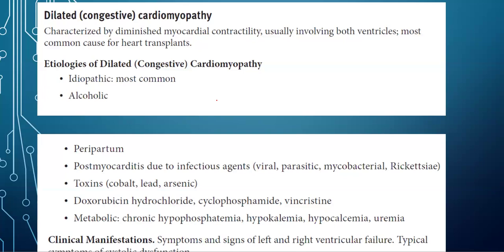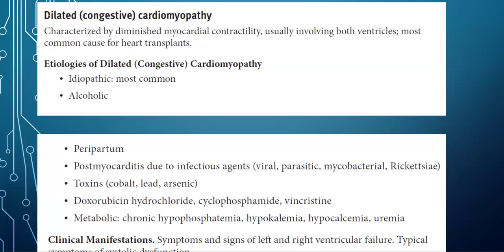Now we are going to discuss a few things which are not super important for the exam, but it's good to know. So cardiomyopathy. Cardiomyopathy means that the muscle of the heart is abnormal. There are three kinds of cardiomyopathy. One is dilated cardiomyopathy, then there is hypertrophic obstructive cardiomyopathy, and then there is restrictive cardiomyopathy. The common one which comes in the exam is HOCM.